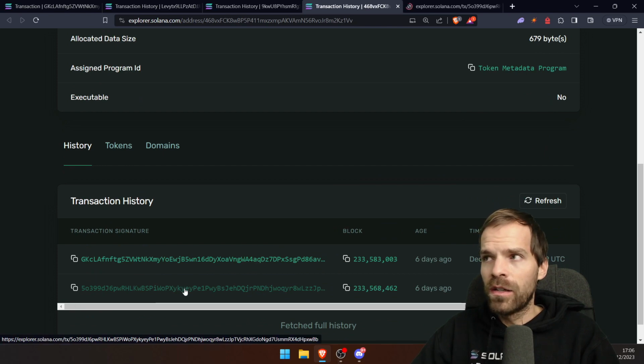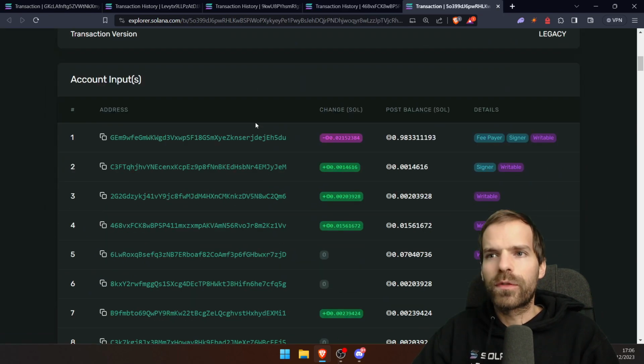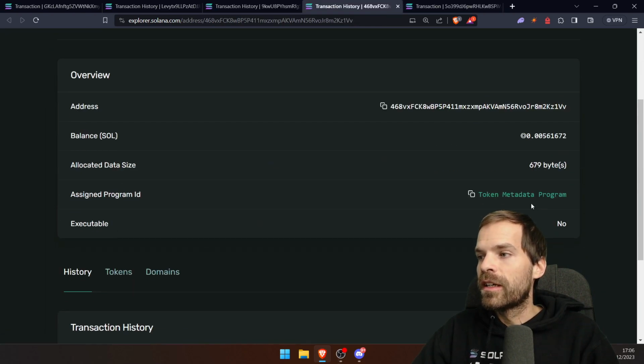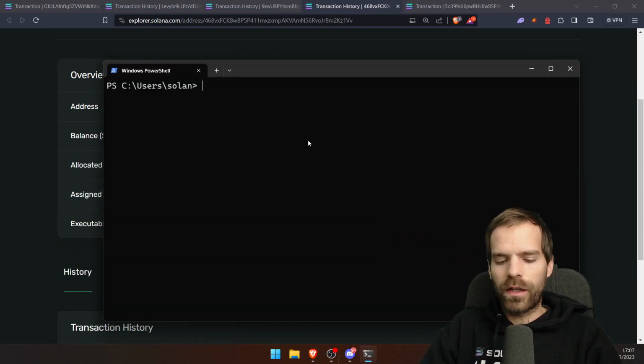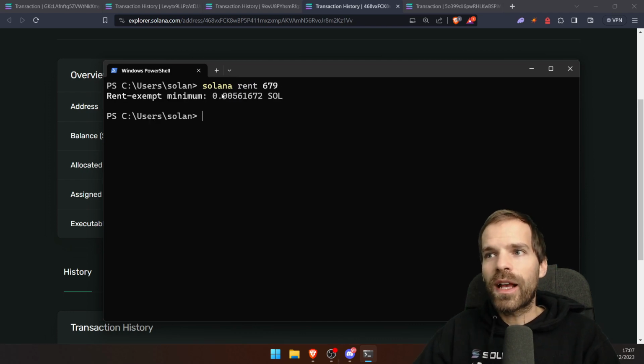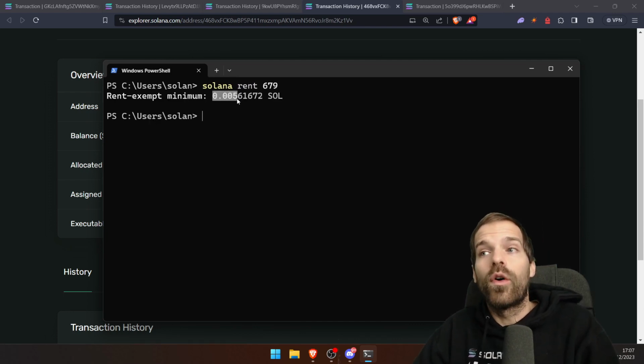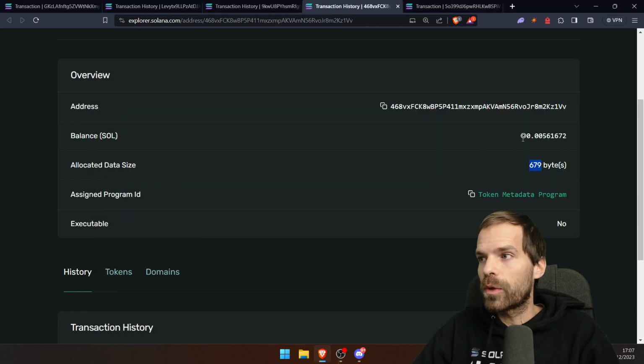Like here, that transaction. This was probably the mint, which created the metadata account, and it created it with 0.0156, even though the data is just 679 bytes. And if we have a quick rent check for 679, that will tell us that we need 0.0056 sol. So that's what we see here, 0.0056. So that's what we need for rent exemption.